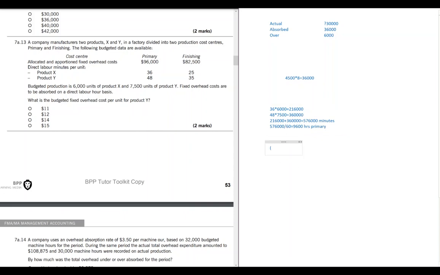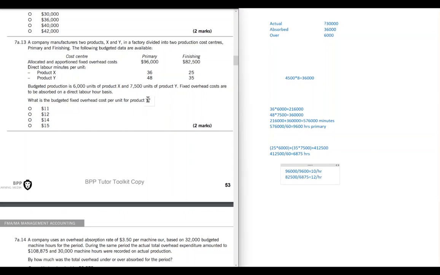We're going to do the same thing with finishing. We have 25 multiplied by 6,000 plus 35 multiplied by 7,500, which is 412,500, divided by 60. We have 6,875 hours. Now the rate in primary is going to be 96,000 divided by 9,600, which becomes 10 per hour. And in finishing, it is going to be 82,500 divided by 6,875, which becomes 12 per hour.